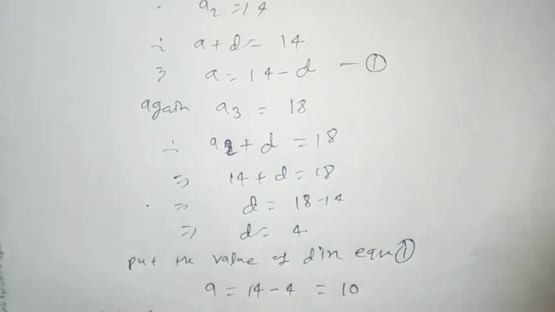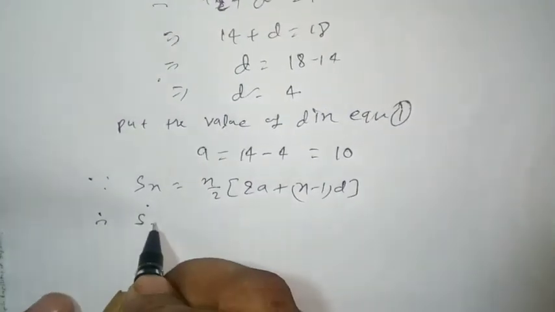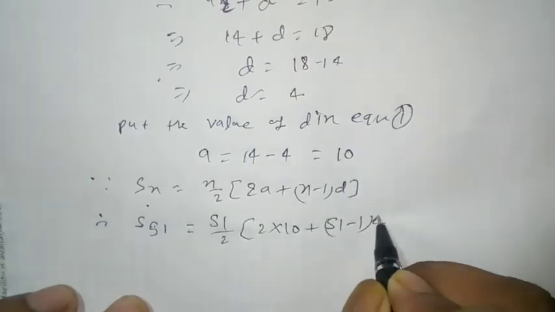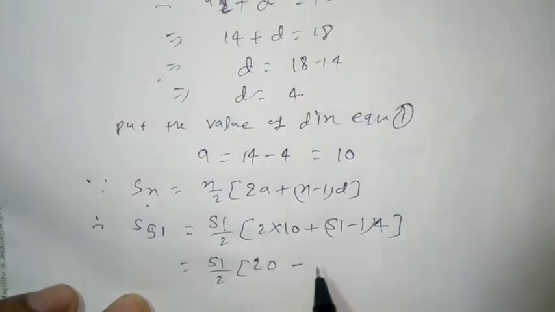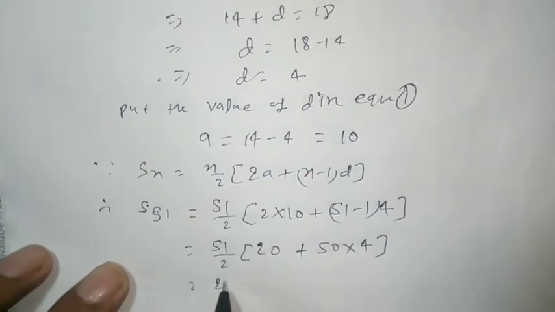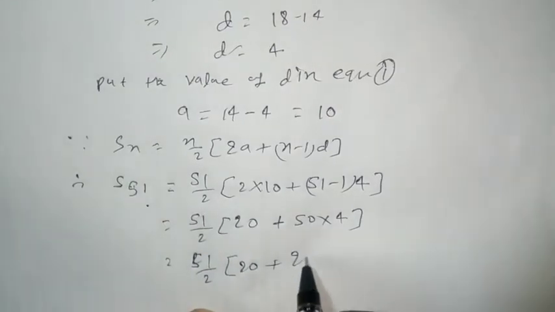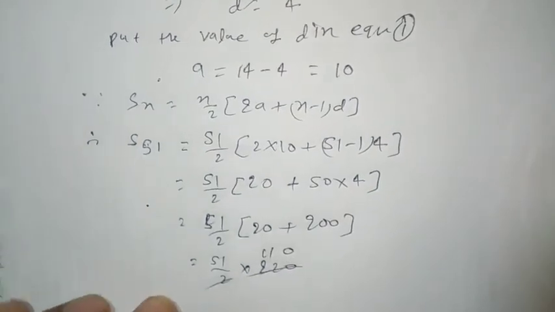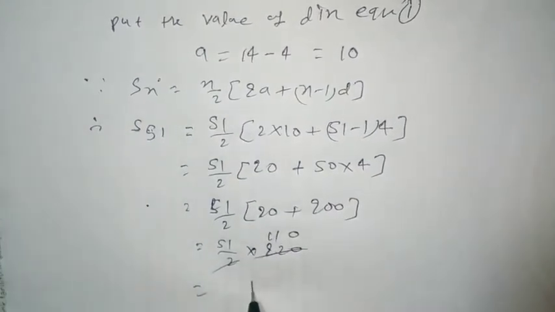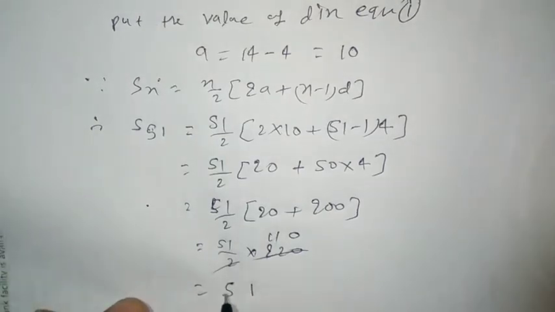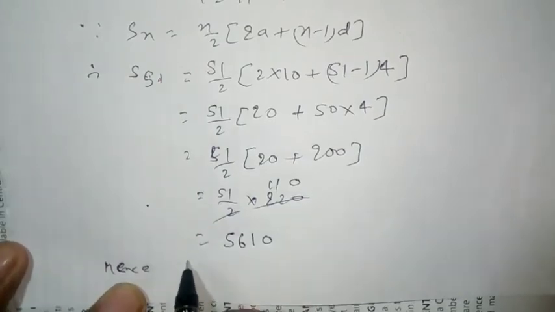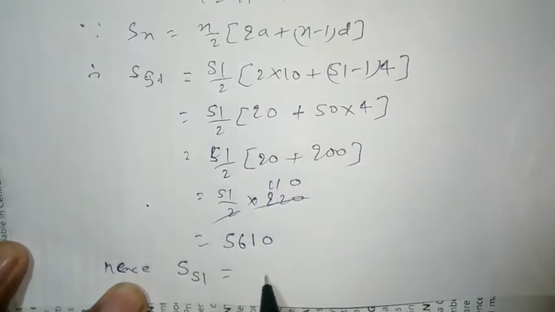Now, because Sn is equal to n by 2 into 2a plus n minus 1 into d, therefore S51 is equal to 51 by 2 into 2 into 10 plus 51 minus 1 into 4, is equal to 51 by 2 into 20 plus 50 into 4, is equal to 51 by 2 into 20 plus 200, 51 by 2 into 220, 51 into 110, which is 5610. Hence S51 is equal to 5610. Answer.